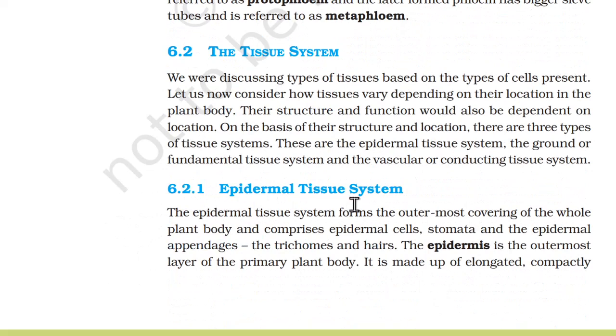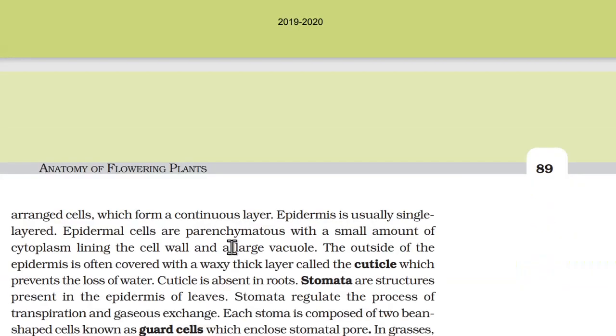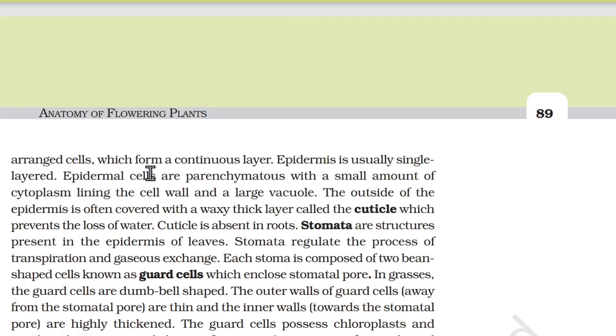6.2.1 Epidermal tissue system. The epidermal tissue system forms the outermost covering of the whole plant body and comprises the epidermal cells, stomata, and epidermal appendages, the trichomes and hairs. The epidermis is the outermost layer of the plant body. It is made up of elongated, compactly arranged cells which form a continuous layer.